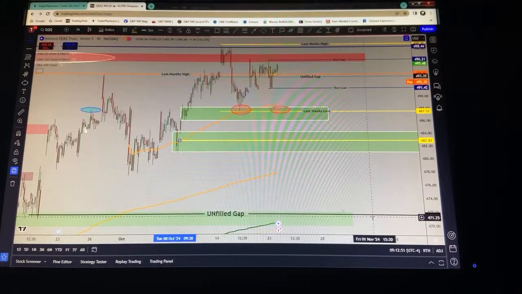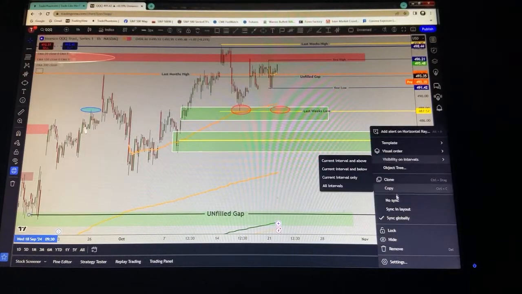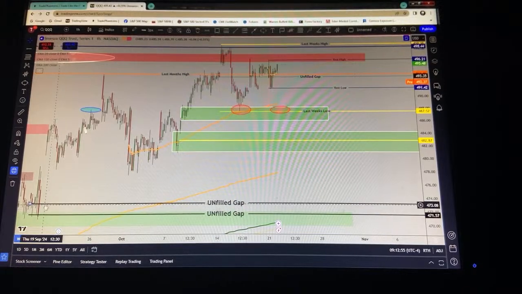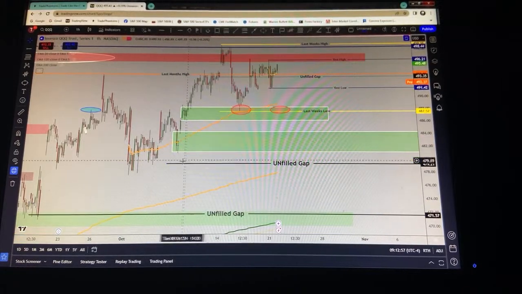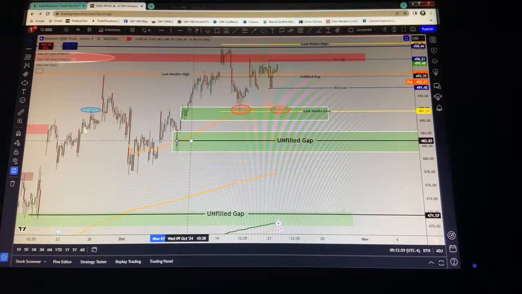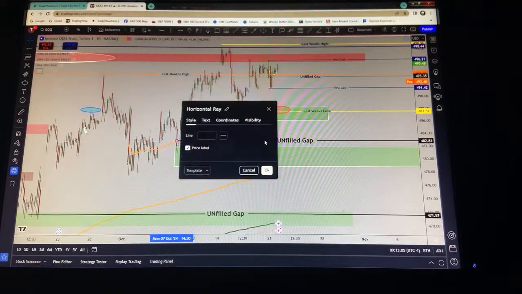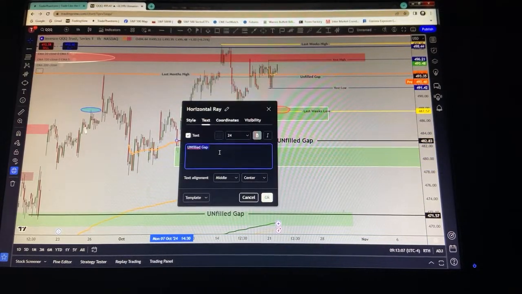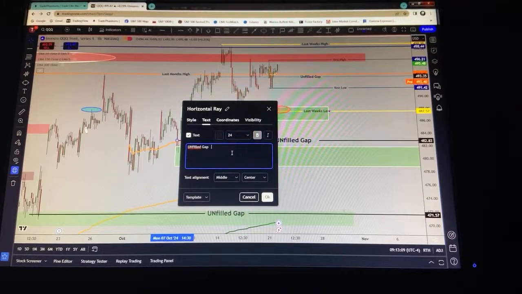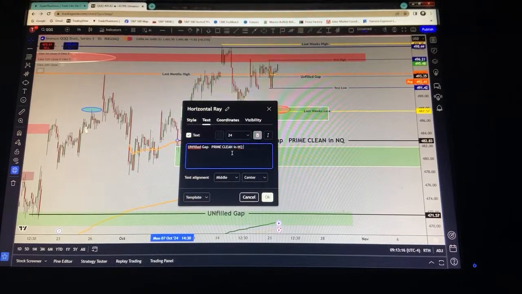This one would be better down here. There's an unfilled gap. I'm going to copy and paste this line to save a couple of clicks and seconds. That would be right in here. I'll add a note on this one: unfilled gap. And this is a clean level, prime, as we call it, prime clean in NQ futures.